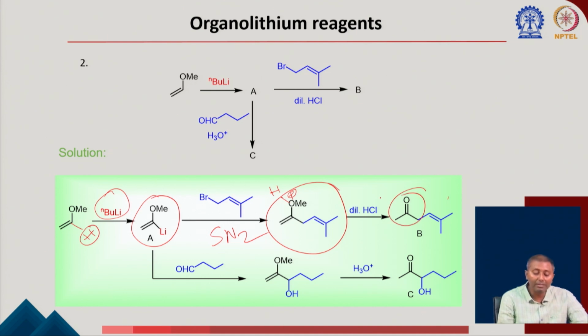As you say, this is a stabilized lithium, it can also react with the corresponding aldehyde. It can attack the aldehyde, form this alcohol, and now once you use H3O+, what is going to happen? It is going to convert to the corresponding carbonyl group. Now you can see here, the hydroxy group is going to be an alpha hydroxy carbonyl compound forming here.